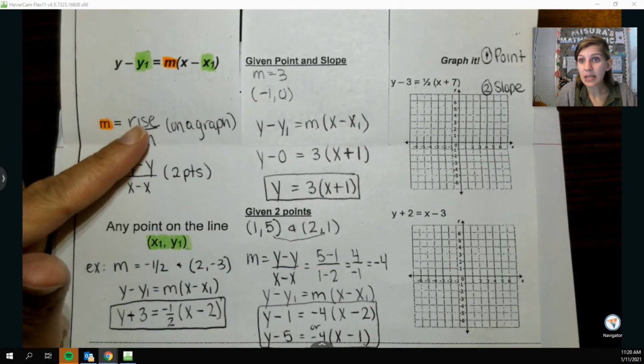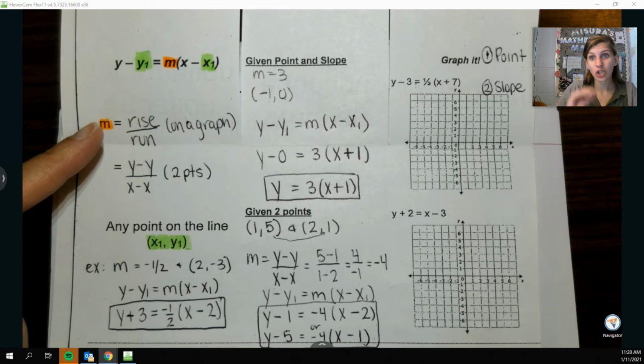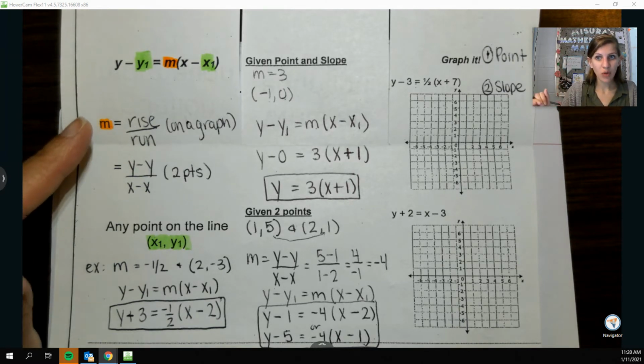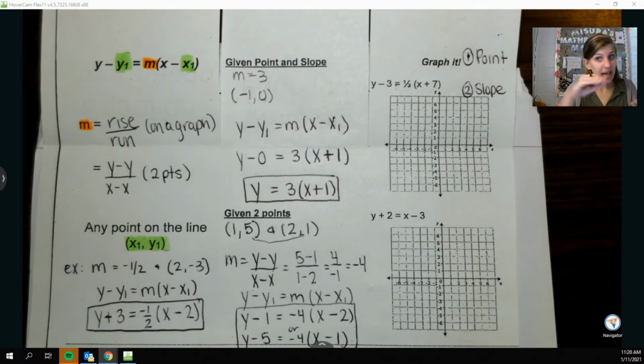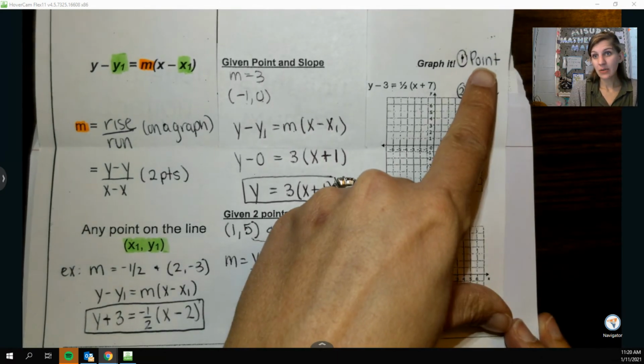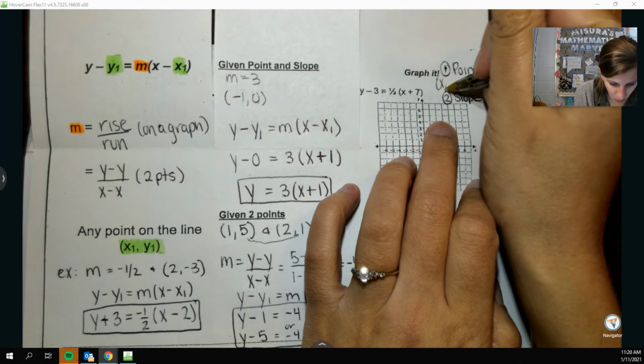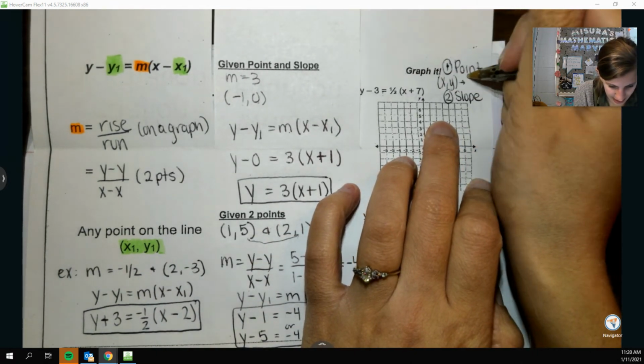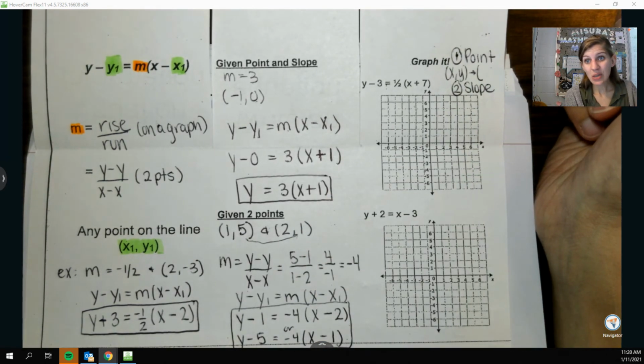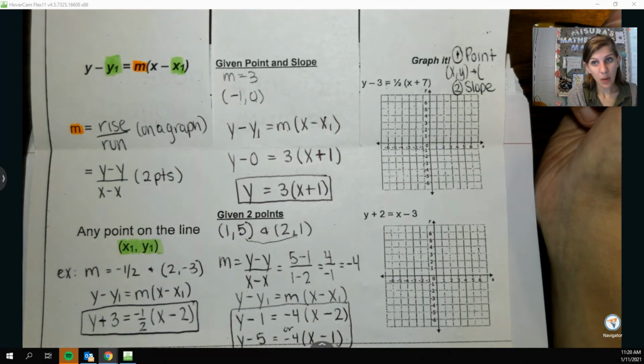If I'm thinking about slope on a graph, it's telling me how much to rise and how much to run. So it's telling you how to move. But where I move from, I need to do that first. So that's why I need to find my point first. So our point is (x, y). And if you remember, x is with x and y is with y.